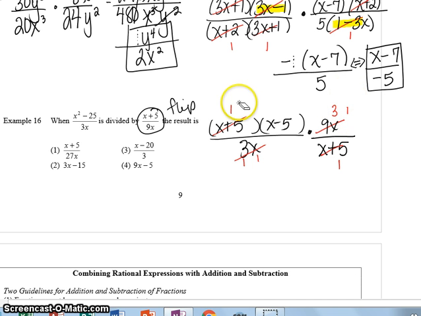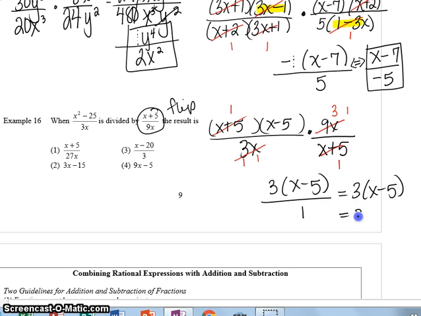Okay? So I have 3 times 1 times 1 times x minus 5. So that is going to be 3 times x minus 5 all over a big 1. Now, if you look at your choices, those aren't a choice. So you actually have to distribute that, and you're going to get your 3x minus 15, which is choice 2.